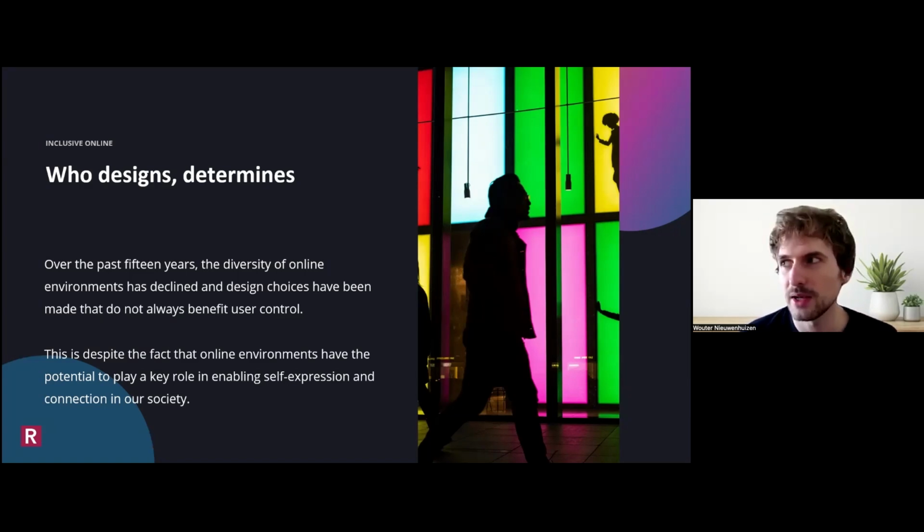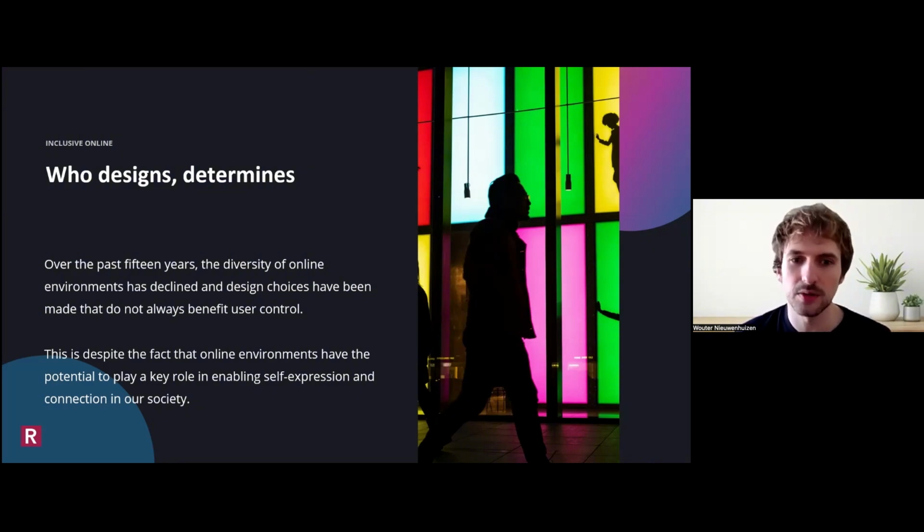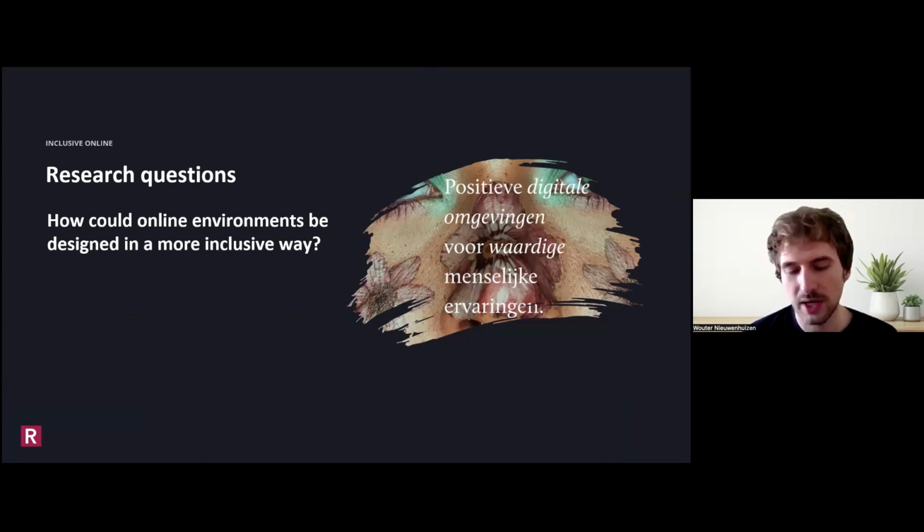And here we come to an interesting paradox that we used as a base for this research, which is that these online environments also have the potential to really enable self-expression and connection in society. A lot of people are saying nowadays we should just totally ban social media, we should get rid of these online spaces. What we try to do with this research is decline that notion and say we can broaden our imagination of what these spaces can look like, because the benefits clearly are there in potential, and banning it doesn't really solve the problem. So the research question we set out with is: how could online environments be designed in a more inclusive way?